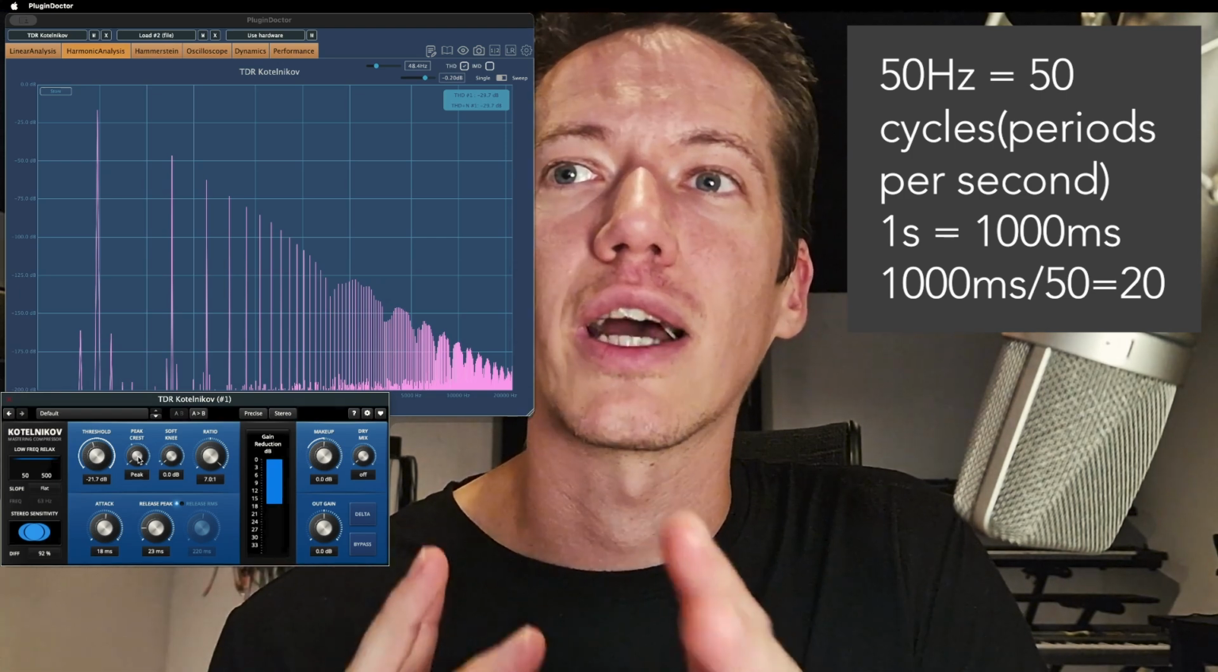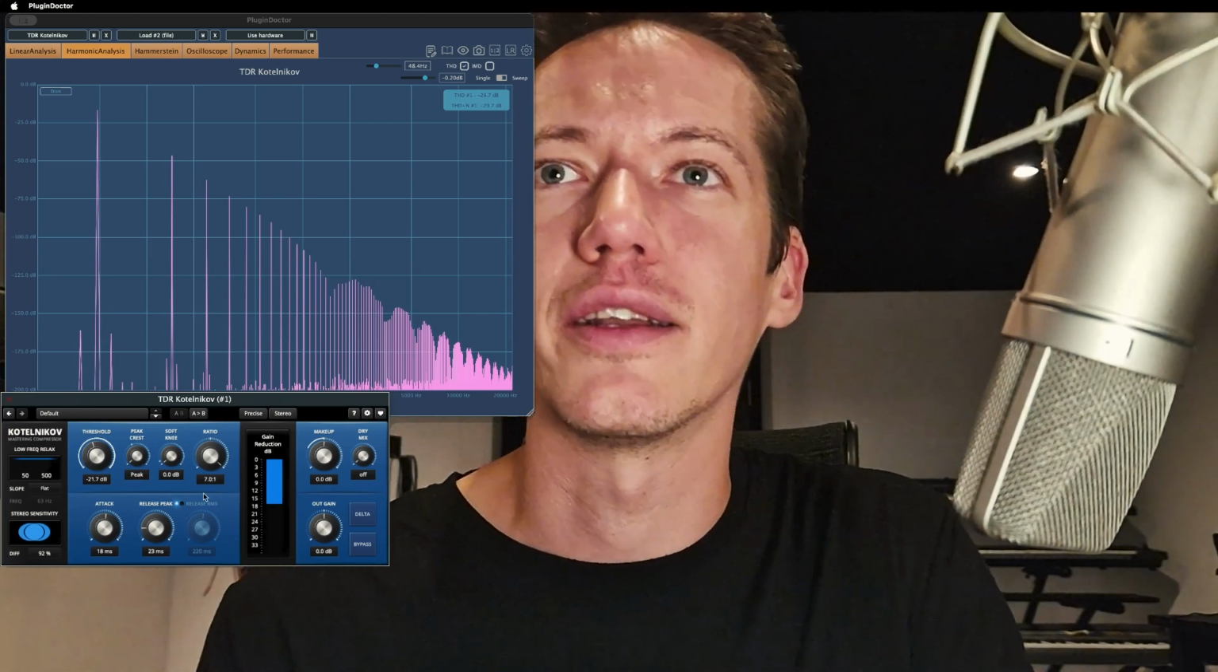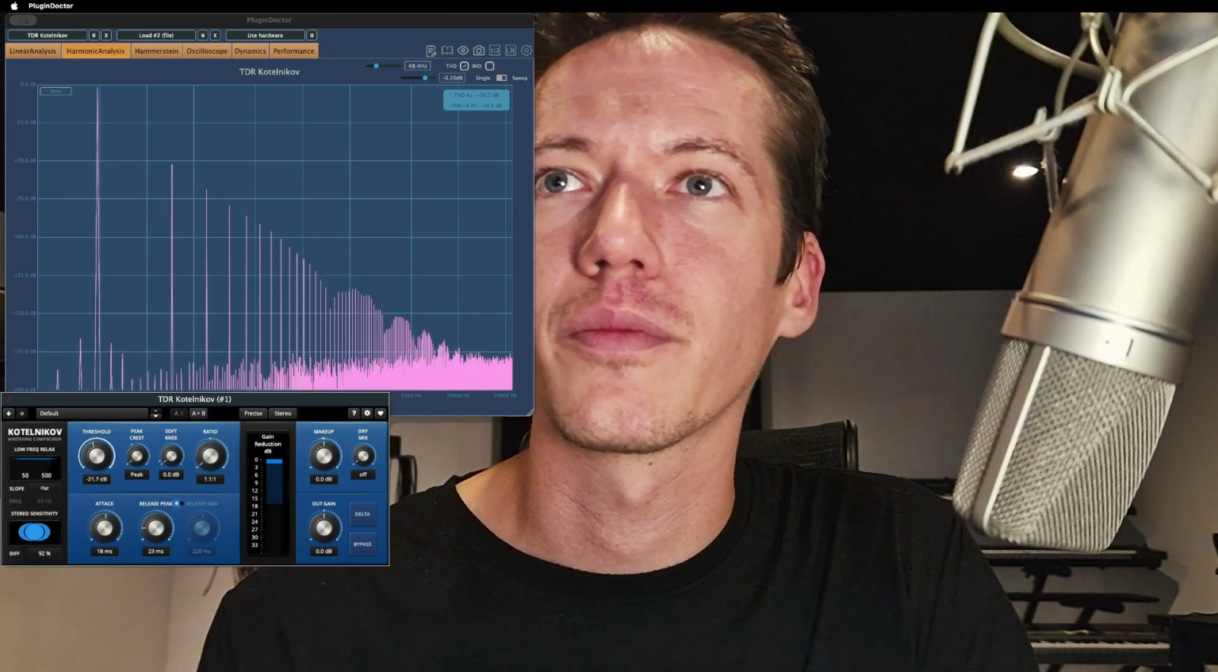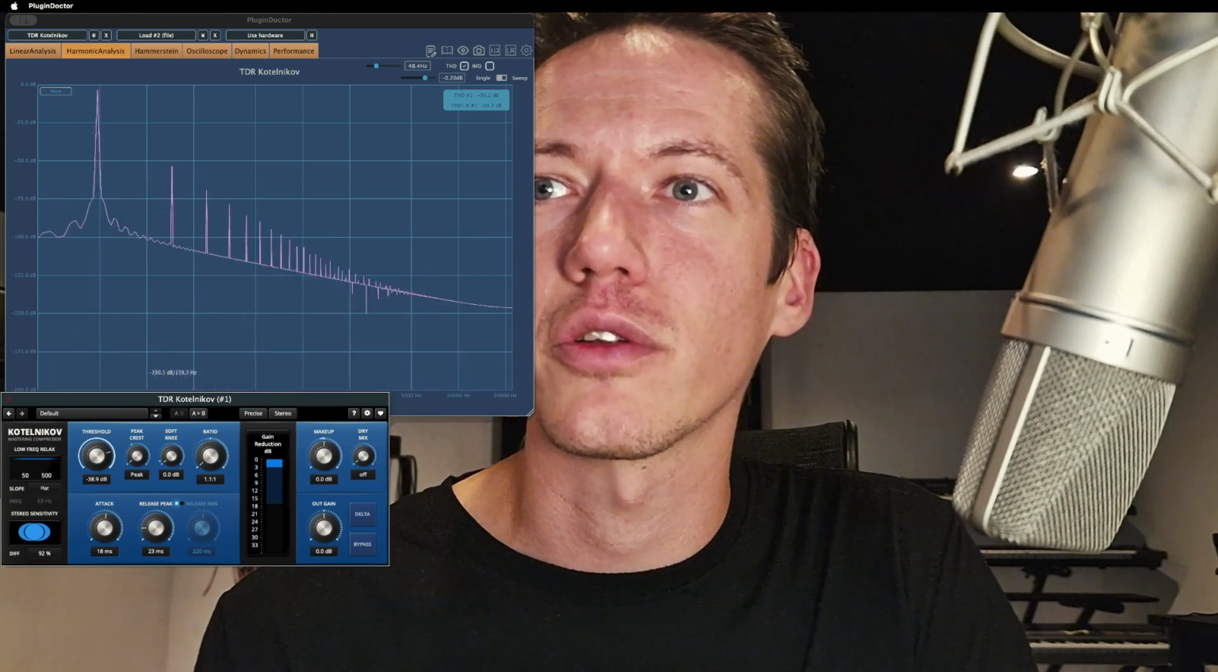Okay, so the attack time and the release time should be 5 times the period to avoid any excessive artifacts and any excessive total harmonic distortion. So in this case, I have Kotelnikov, and we're going to look at this. We see obviously if I have no ratio and the threshold is super high, there are no harmonics happening.